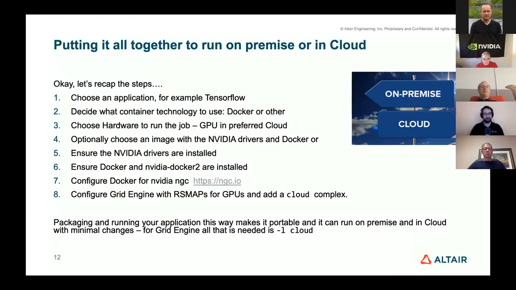If you're creating your own image, you have to make sure the drivers are installed, Docker is installed, NVIDIA Docker 2, depending on what version of Docker you're using. Configure Docker for NGC, not very difficult. Configure Grid Engine with RSMAPs for GPUs and add this cloud complex. And when you're done, you have it all packaged up. And so you should be able to submit an application into Grid Engine and give it a resource complex attribute like -l cloud, so that it will run in the cloud versus running in your on-prem environment.